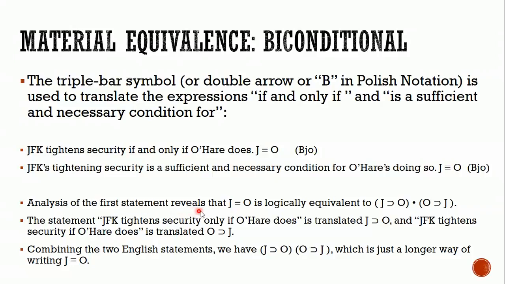So the analysis of the first statement reveals that J, if and only if O, is logically equivalent to this mess over here. The conjunction of two conditionals. If J, then O, and if O, then J. So the statement JFK tightens security only if O'Hare does is translated if J, then O. And JFK tightens security if O'Hare does is translated if O, then J. If you combine them, you have two English statements.